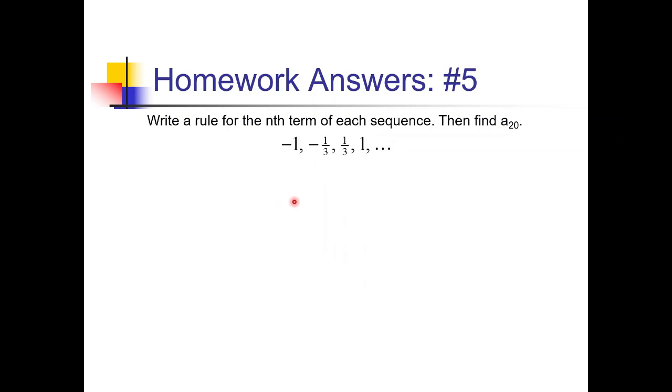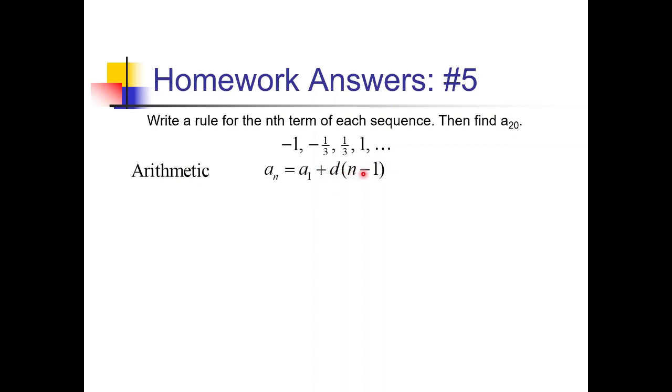On this one, they want a rule for the nth term, and also they want to know the 20th term for this sequence. So taking a look at this here, to get from -1 to -1/3, it looks like we could get there by adding 2/3. Same thing to get these next two terms. So we appear to have a common difference, which means this would be an arithmetic sequence if the pattern holds here. So we can use our arithmetic formula, a1 plus d times n minus 1.